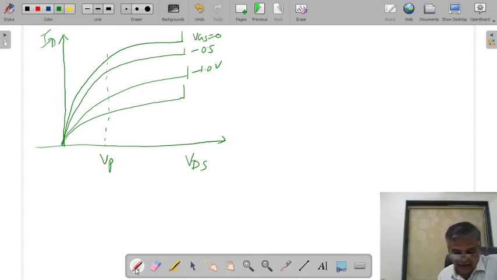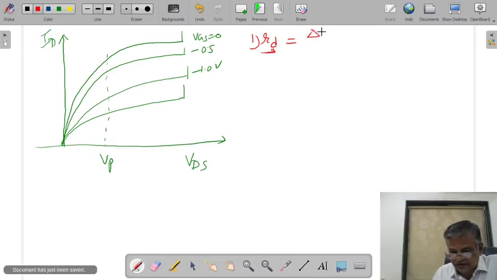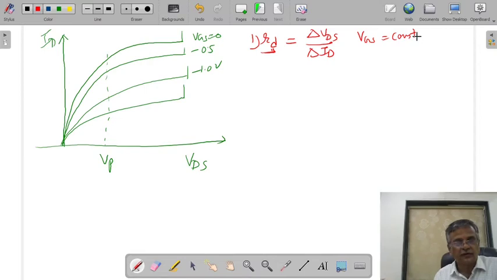Let us see the different parameters. First parameter, drain resistance, RD. What is this? This is the resistance offered by the field effect transistor. So how will you define it? First, remember the equation: delta VDS upon delta ID when VGS is constant. Now from this you can very easily write the sentence.